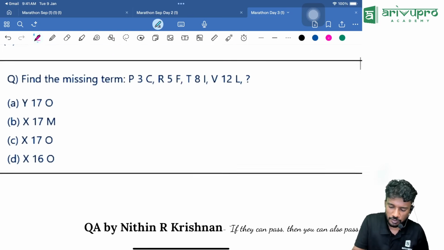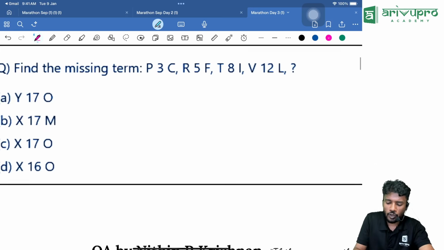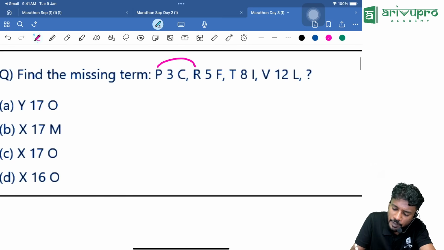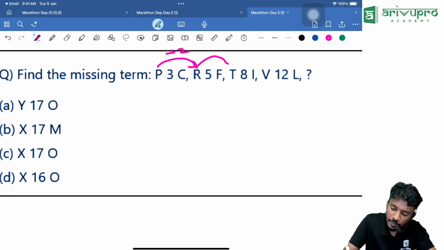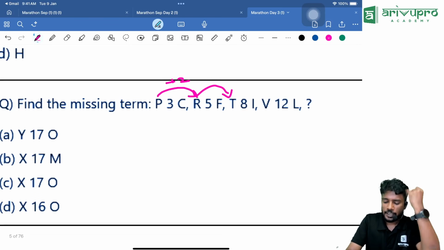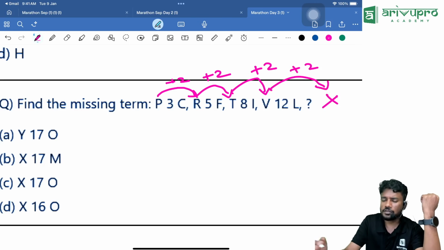Now look at this question. Option C, we will check. Now what is happening here? P is becoming R. How can P become R? Q, R. That means plus 2. Then R becomes T. Is it plus 2? Yes, T. Next will be plus 2. That will be X.